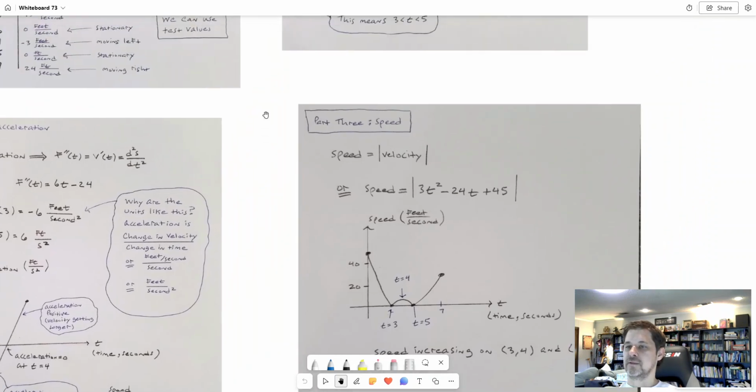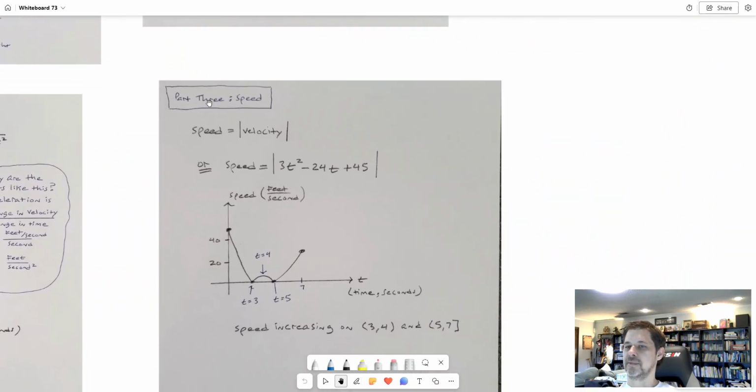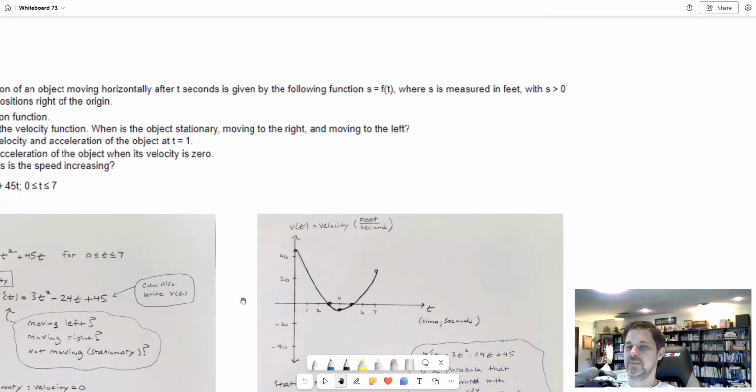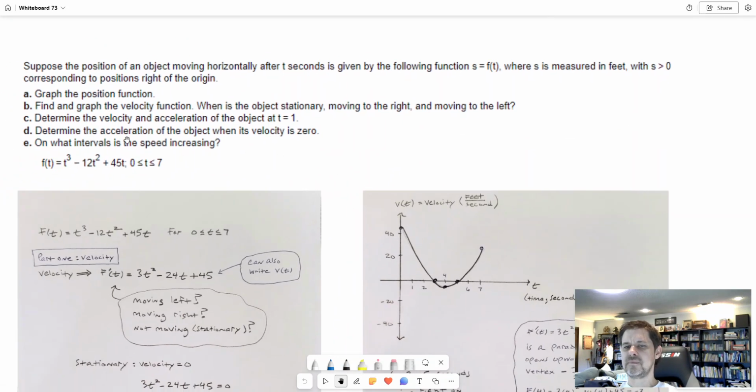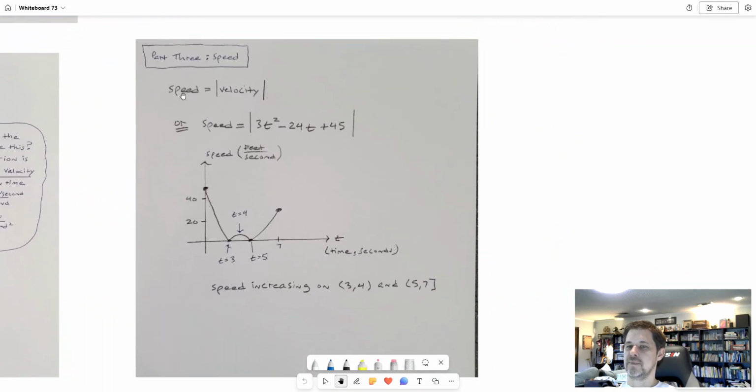Okay, so let's do part 3, talking about the speed. It says, we determined the acceleration of the object when the velocity is 0. Okay, we did that. On what intervals is the speed increasing? Okay, so speed is the absolute value of the velocity. It just takes the velocity and removes information about the direction of motion, leaving only behind how fast the object's going. So speed would be the absolute value of 3t squared minus 24t plus 45.